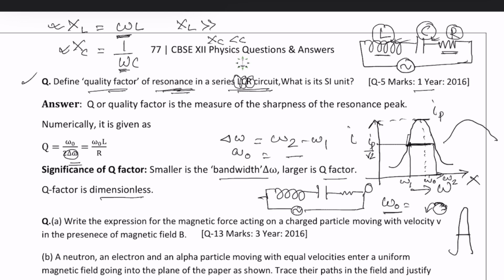So for this 1 mark question, you need to know many things, okay? That is, what is resonance, what is the resistance offered by the inductor and capacitor, and why they cancel out. And what is this sharpness? Sharpness means, if this gap is more, then the curve will be flatter and less sharp, correct? If this gap is less, then it is more sharp. So the first question is answered.